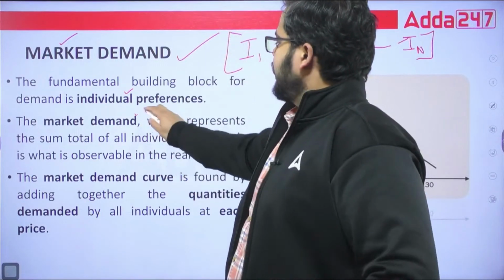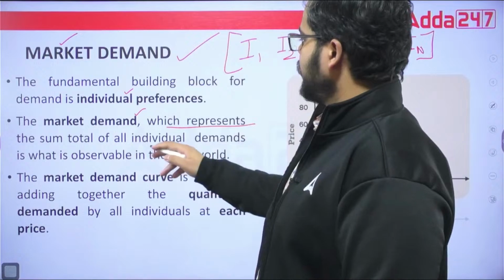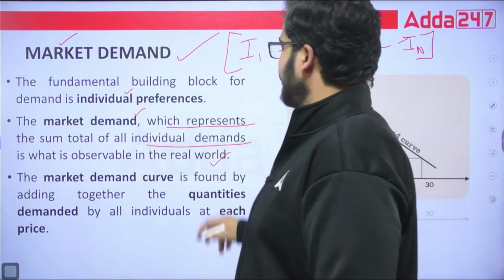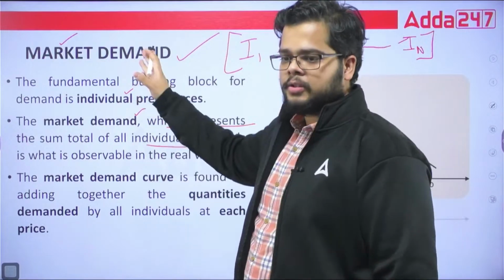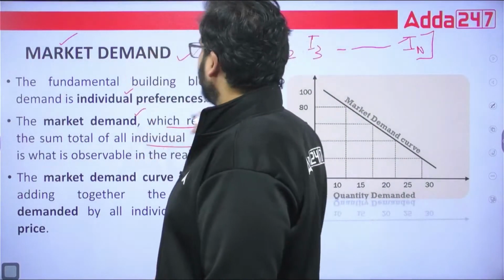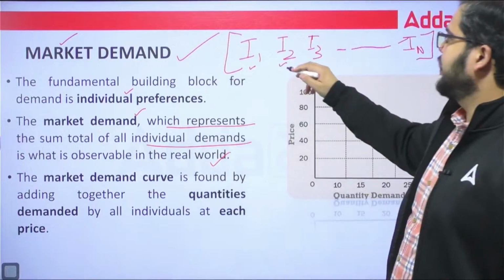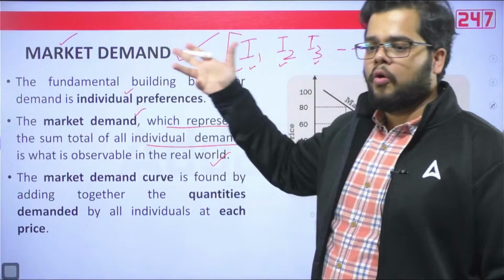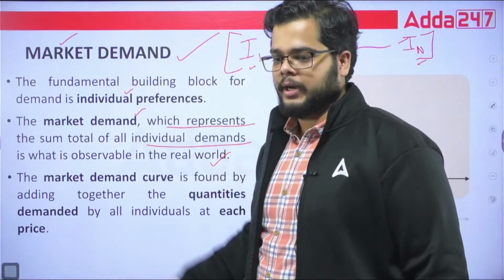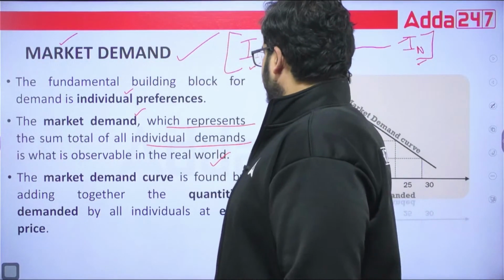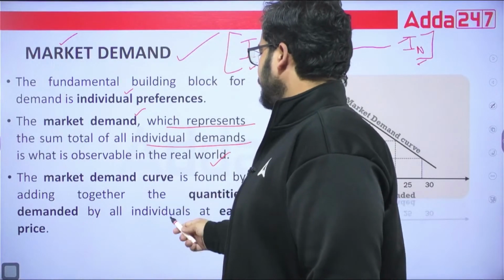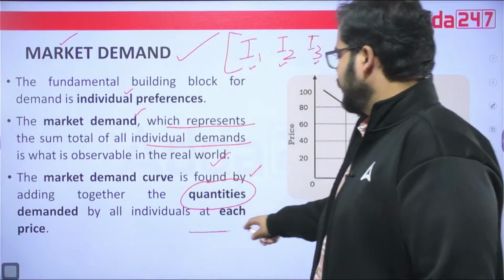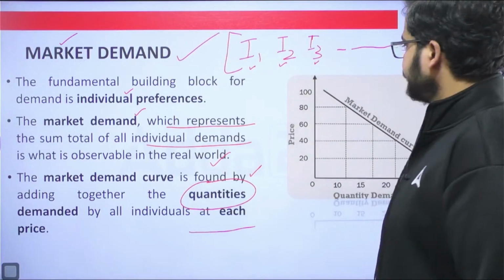The market demand, which represents the sum total of all the individual demands, is what is observable in the real world. So market demand is a theoretical concept, but in the real world, what is there? It is the individual demands that are driving the overall demand, or you can say market demand. The market demand curve is found by adding together all the quantities demanded by all the individuals at each price.